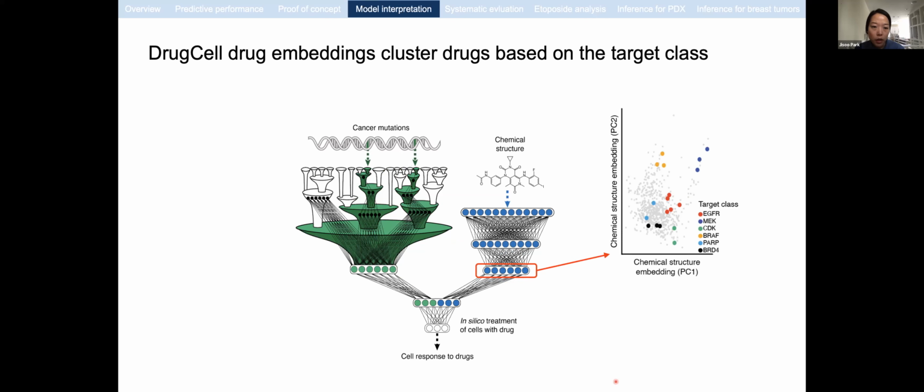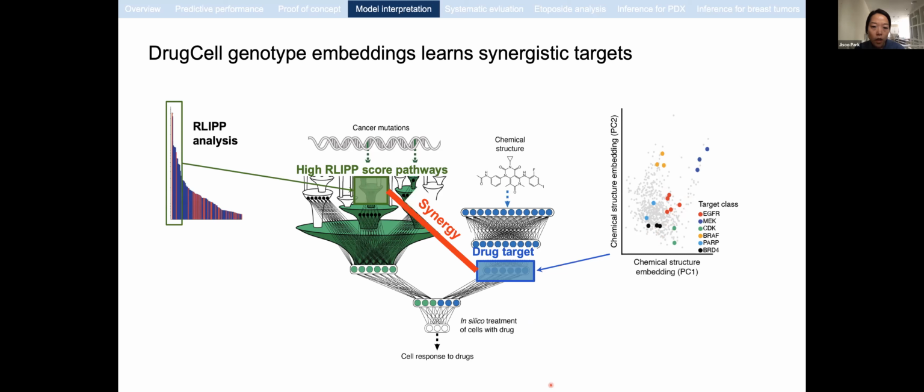We first looked at what the drug embeddings that DrugCell learned recapitulate. We performed PCA on the top level of drug embeddings and visually inspected the data points in two-dimensional space. We observed that the drugs that are in the same target classes are well clustered together in that space. This means that the drug embeddings are learning about the mechanism of action of each drug. Now moving on to the genotype branch, we try to answer the question: how does DrugCell learn about the synergistic drug target?